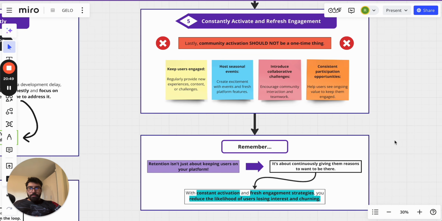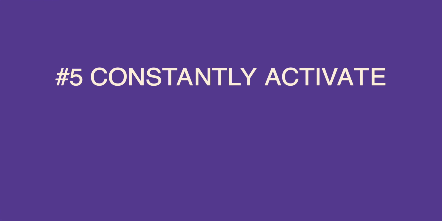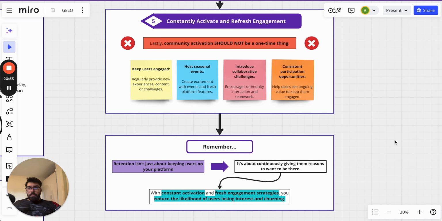And finally, constantly activate and refresh engagement. Community activation should not be a one-time thing. Realistically, we should have a timeline of activations for the foreseeable future, whereby we are rolling in activations one after the other. And this keeps users engaged because we can provide them with new stimulus, experiences, content, or challenges. It's great for that. Another idea is we can host seasonal events. We can introduce collaborative challenges with other teams.